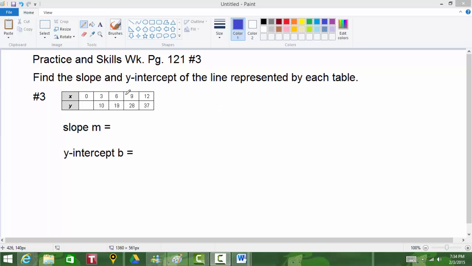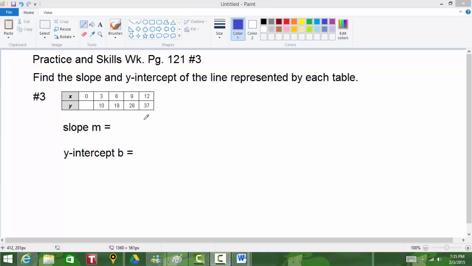Okay, so what you need to remember is these are just ordered pairs. So you've got your x values, and they've given you 0, 3, 6, 9, and 12. And then they've given you some y values. They haven't given you the first one, but they gave you the other ones. It's 10, 19, 28, and 37.